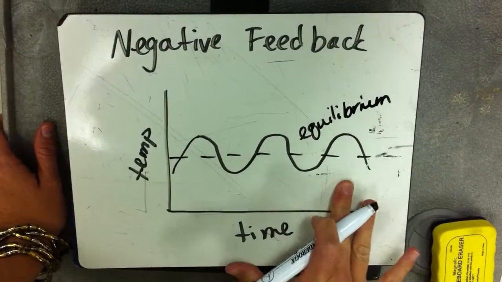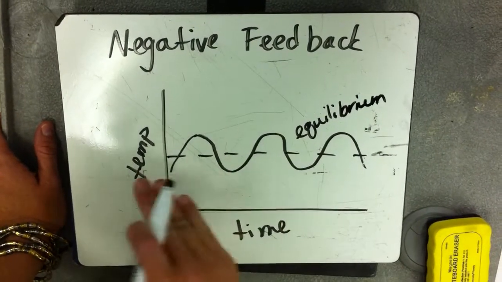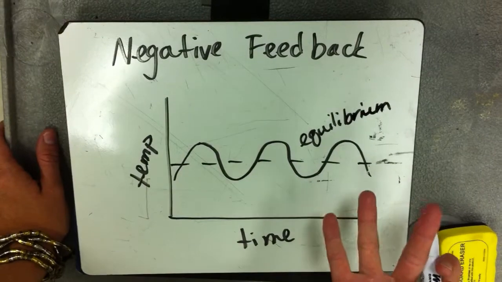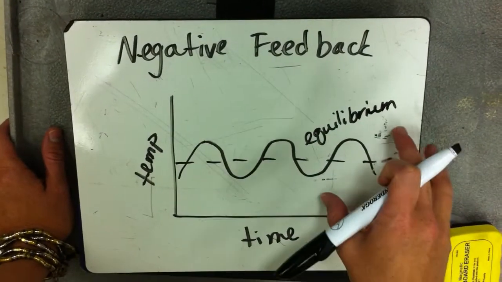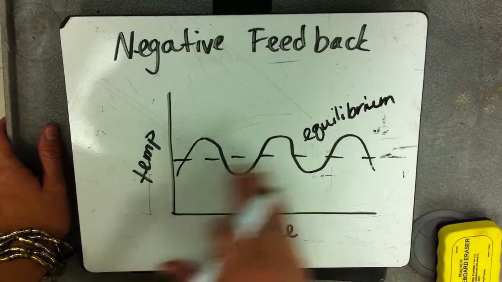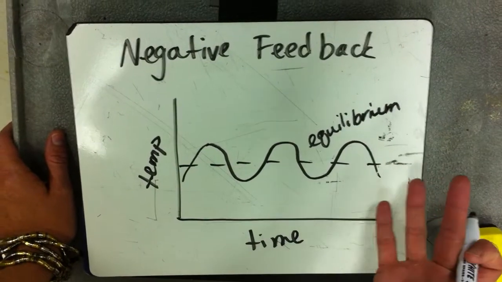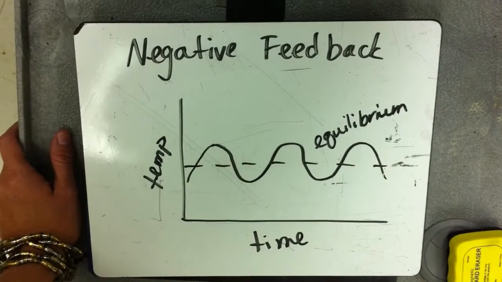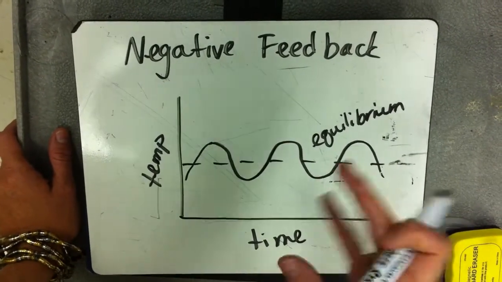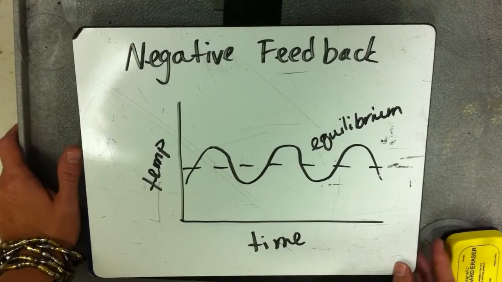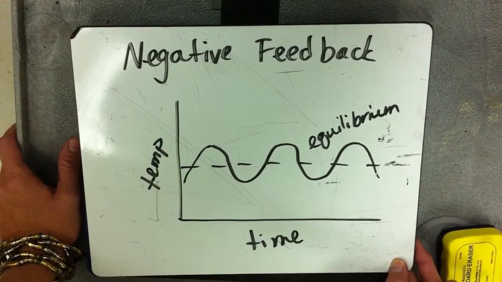So negative feedback is generally ideal because ecosystems want to be stable. We want ecosystems to reach an equilibrium. So this is what we want to see. We want to see that changing in opposite directions as opposed to positive feedback, which changes in the same direction.